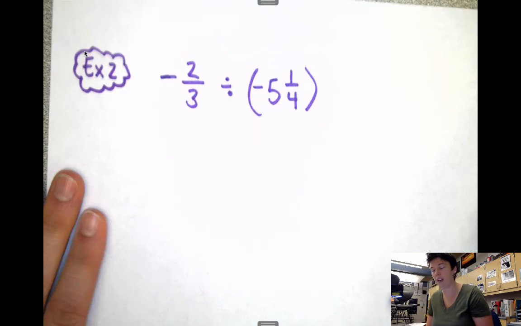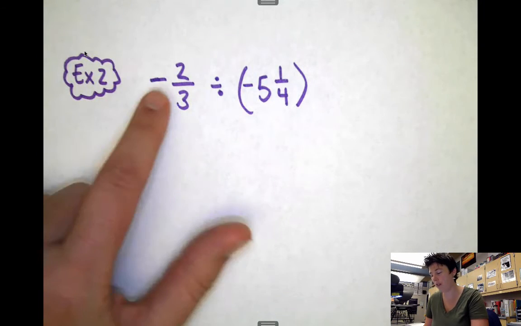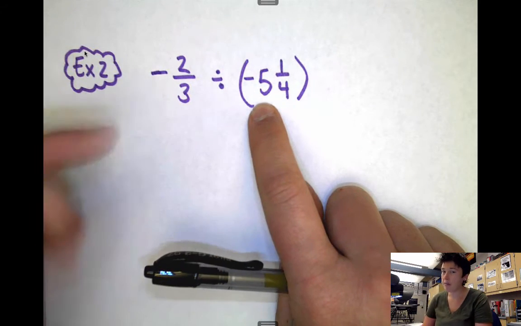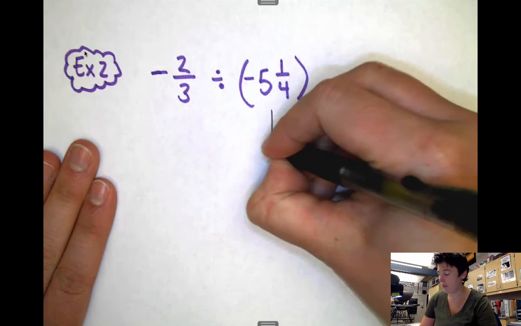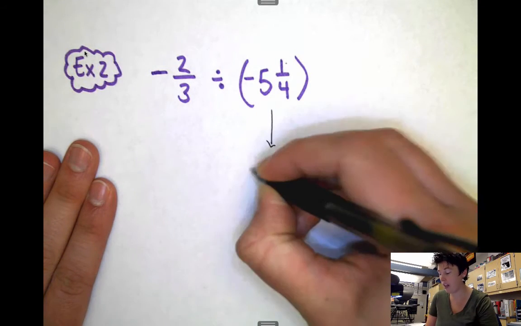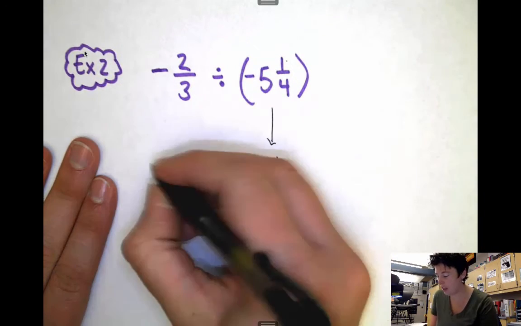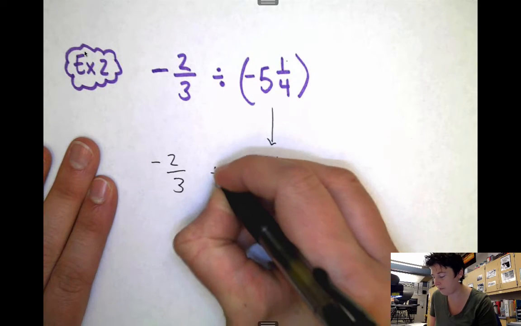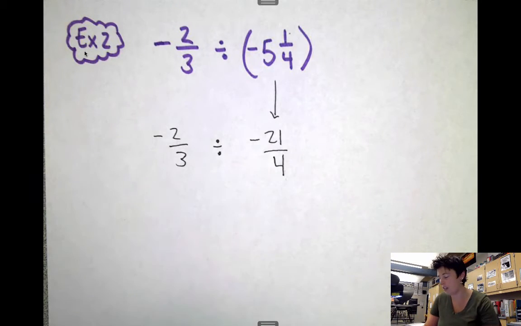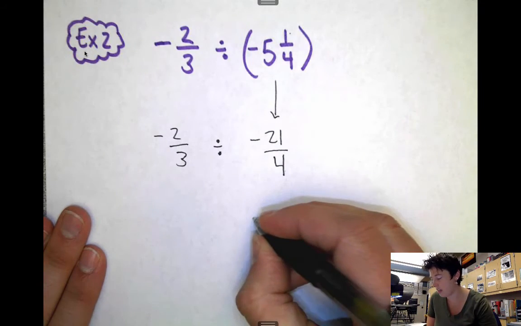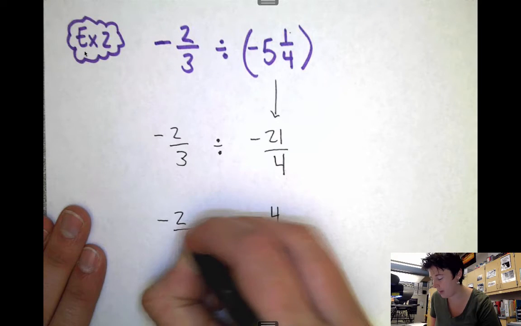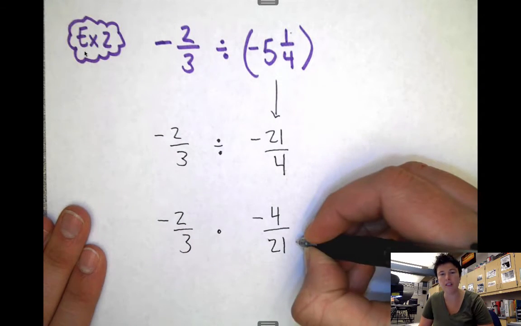Okay, here's another one we're going to try. This time we're going to do negative 2/3 divided by negative 5 1/4. So I'm thinking get rid of the mixed number. In this case, it's just this one. 5 times 4 is 20, plus 1 is 21, so 21/4. So we have negative 2/3 divided by negative 21/4. I'm also thinking division and fractions: the rule is to flip and multiply. So we change this to negative 4/21, and it's still negative 2/3, but now it's times 4/21.